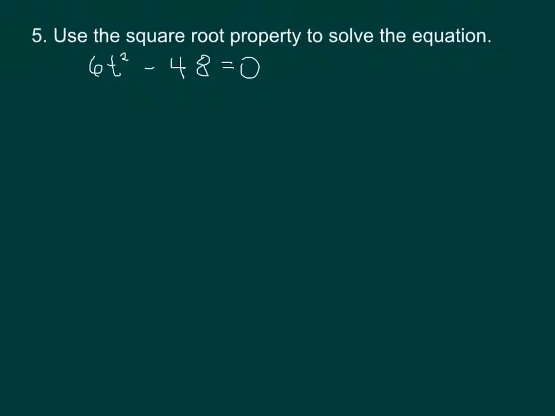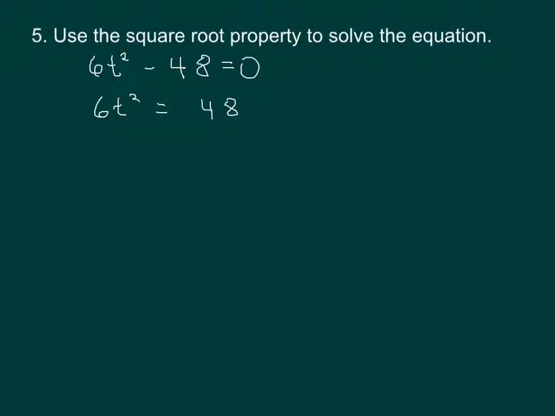In number 5, you're to use the square root property to solve the equation 6t squared minus 48 equals 0. The square root property simply says that if you have something squared equal to a number, you can take the square root of both sides to solve it. In this case, we have 6t squared minus a number equals 0. Notice we don't have a t term, we just have a t squared term. So let's get the t squared by itself by adding 48 to both sides, and we have 6t squared equals 48.